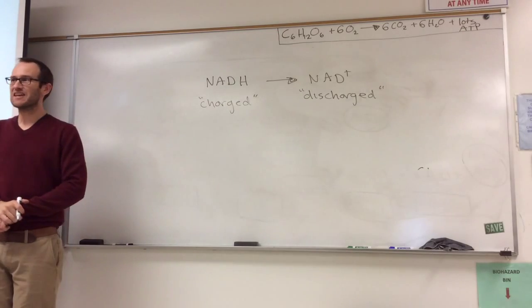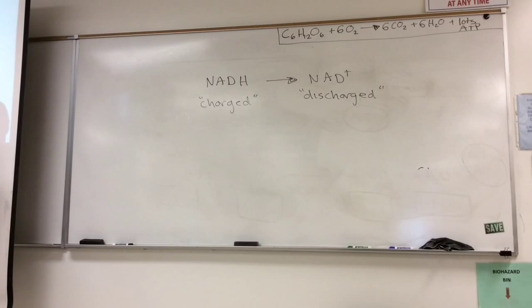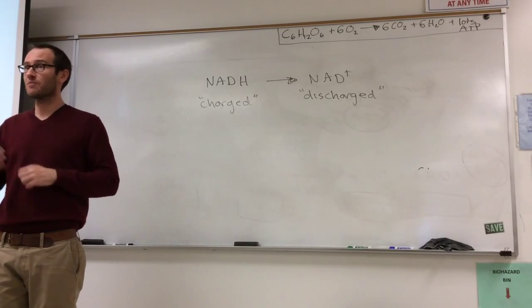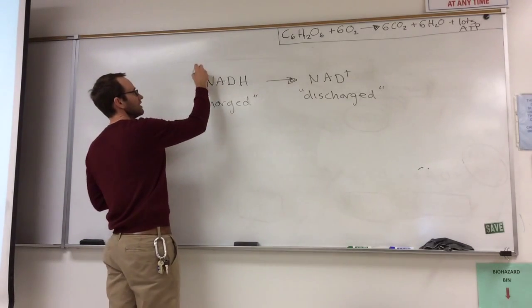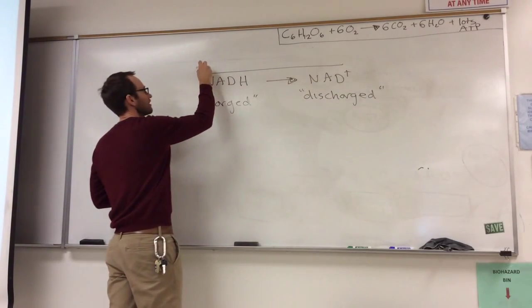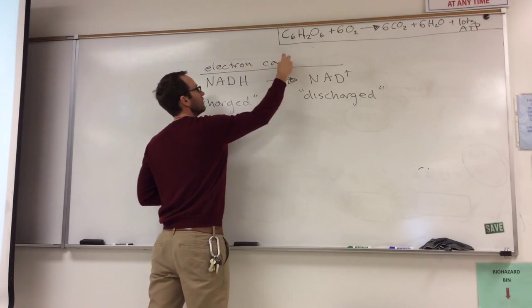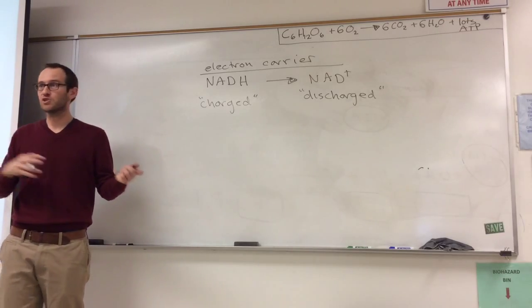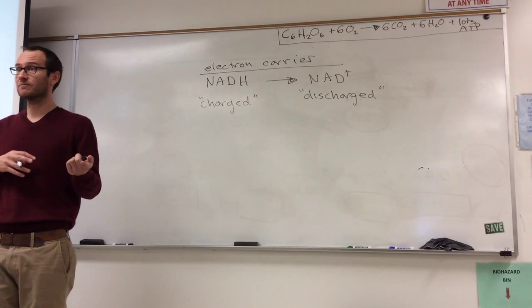Because one of the key things that occurs during cell respiration is electrons get, in essence, stripped away from the food and carried to other reactions through this intermediary molecule called NADH. So the job of NADH is to act as an electron carrier. It shuttles electrons back and forth between different reactions that give them up and reactions that use them.